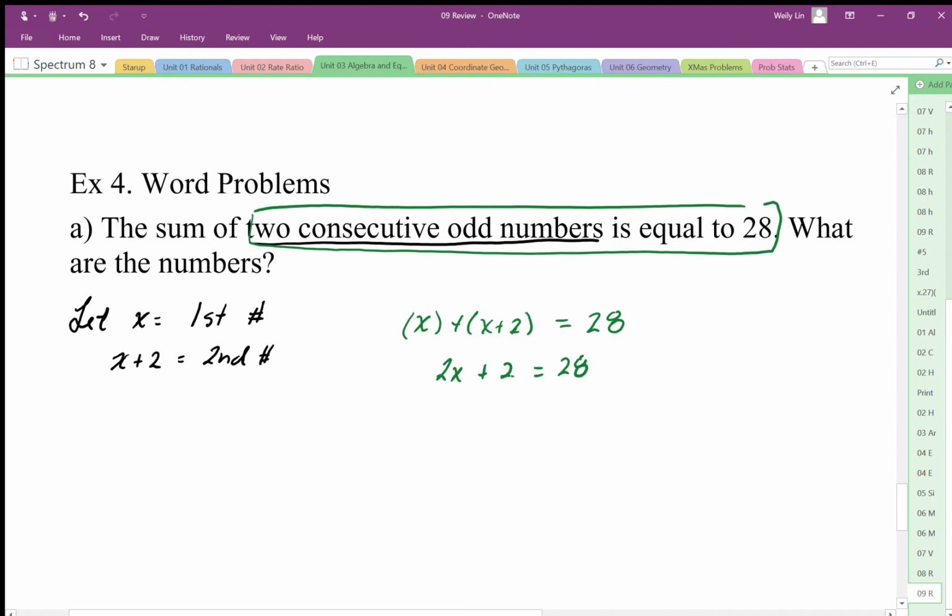Okay, so then we subtract 2 from both sides. We have 2x equals 26. x is equal to 13. So our first number is equal to 13. Our second number must then be 15. Okay, so then we solve the problem. The two numbers are 13 and 15.